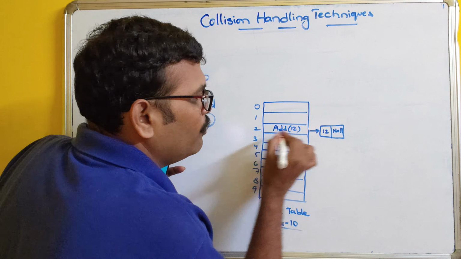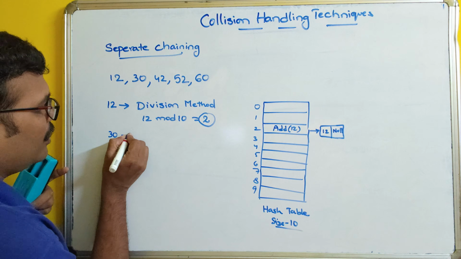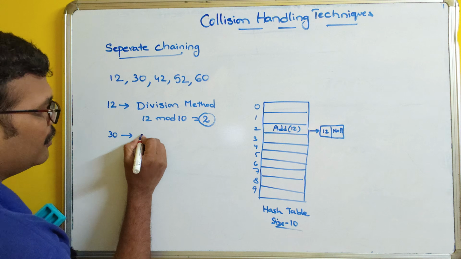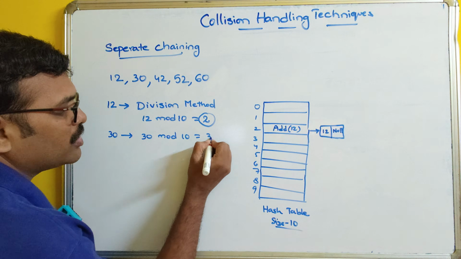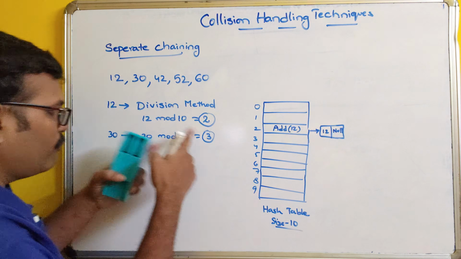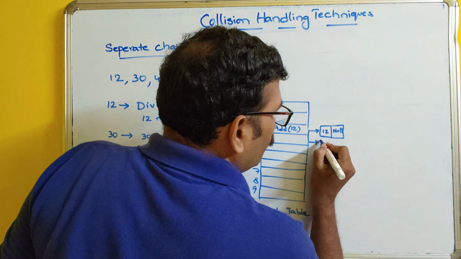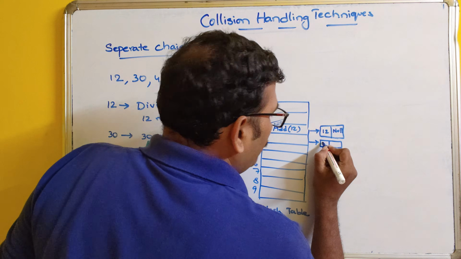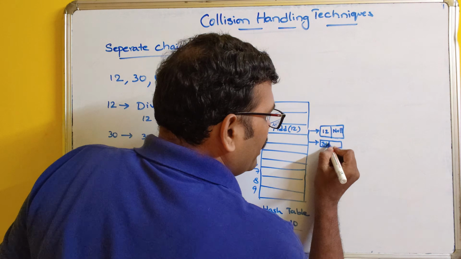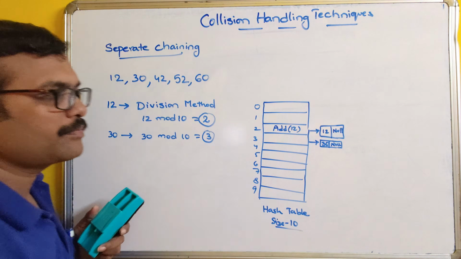The address of 12 will be placed here. Next, 30. By using the same division method, 30 mod 10 gives the hash code as 3. So in the place of 3, we have to place the address of 30. Here, once again, a linked list is created, and here it will be placed at 30, and here it will be null.